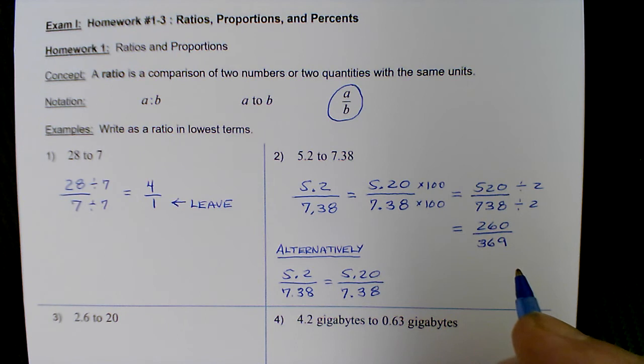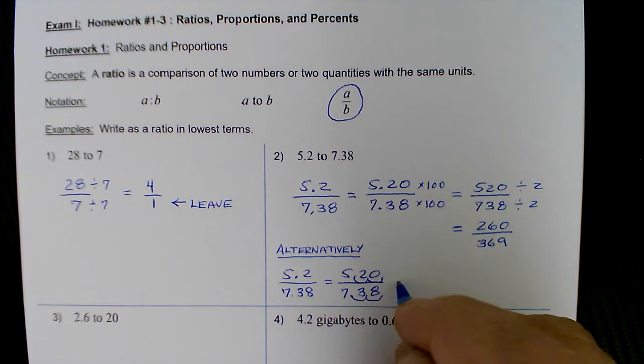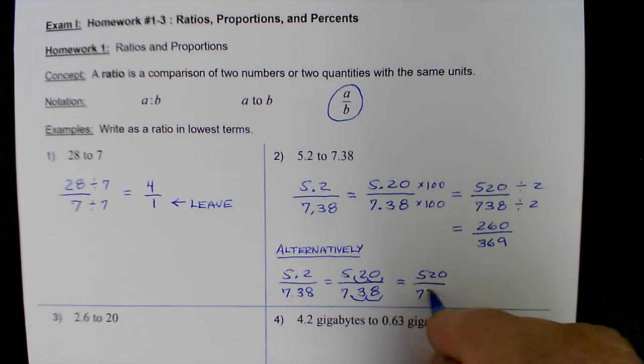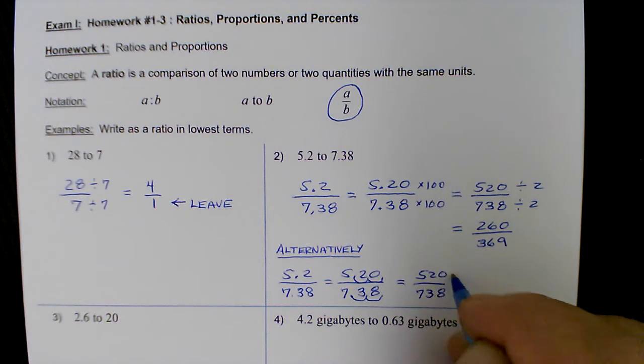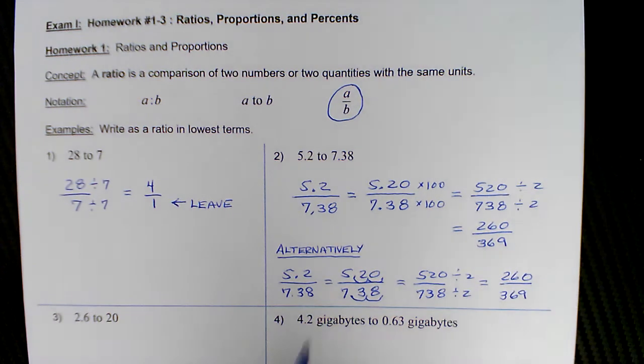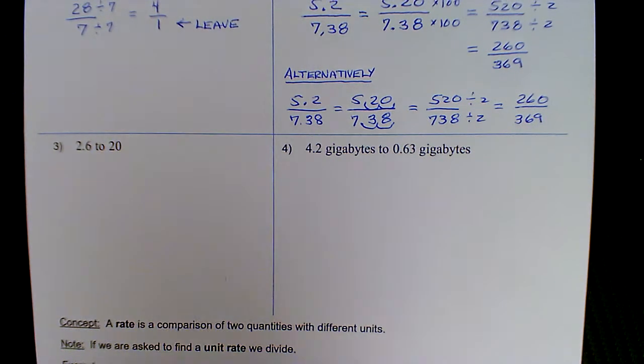And you have to move the decimal point the same number of places in both numbers. So watch with these little loops. If I move 2 places here and 2 places here, then of course we get the same answer. So if you want to use that little concept, I'm going to divide by 2 again to reduce this to lowest terms. So 260 over 369. It's a little shortcut concept. If you want to use that, you can. We'll show the next example.